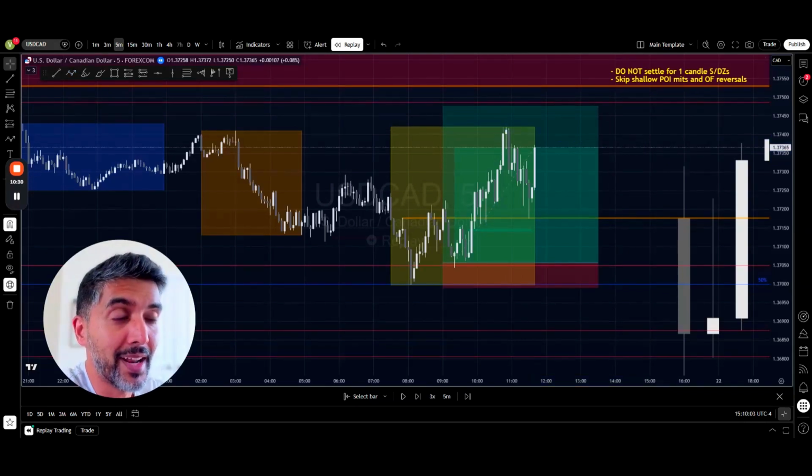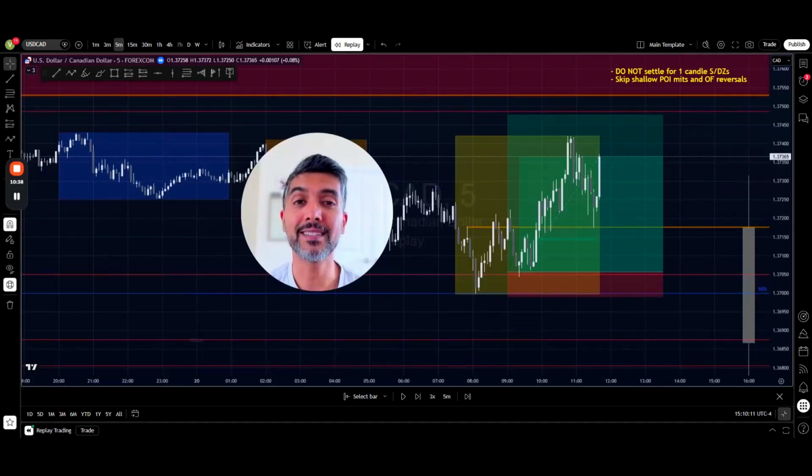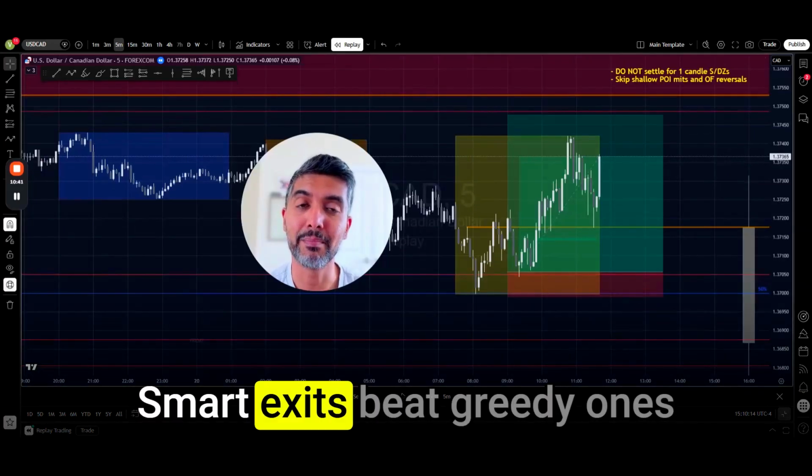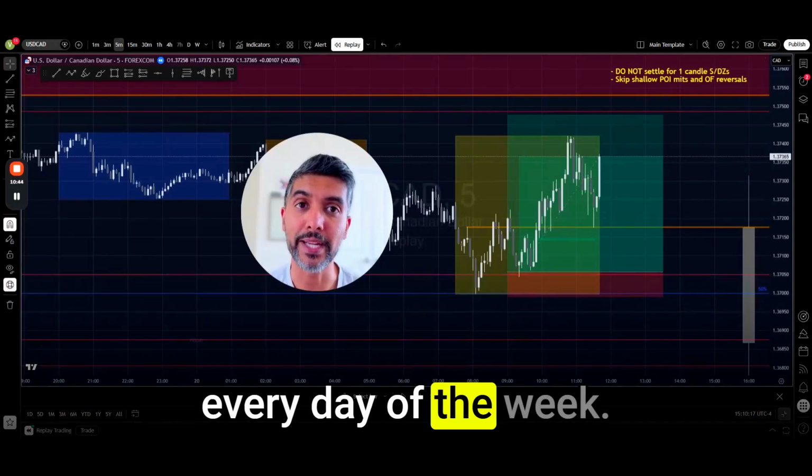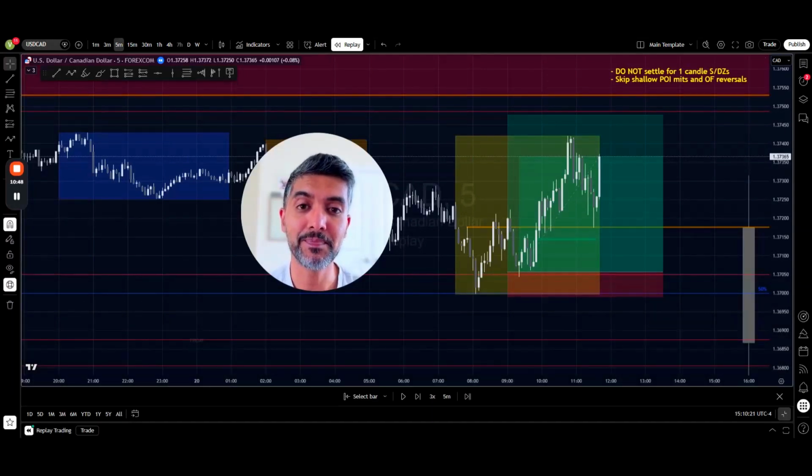By aiming for more, I ended up with less. And so the lesson here is simple. Smart exits beat greedy ones every day of the week, because consistency isn't built on catching the entire move. Most of the time, I'm learning that it's built on repeatedly securing high probability profits. I'm not a guru. I'm just someone documenting my journey towards consistent profitability using market structure, supply demand, and price action analysis.